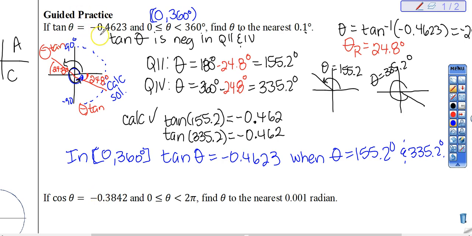Tangent was negative. So I thought about where tangent was negative in the interval 0 to 360. That was in quadrants 2 and 4. I know the calculator gives me the answers in quadrants 1 and 4. So the answer that I was getting was being graphed in quadrant 4. I had to use my reference angle to find the values of theta.